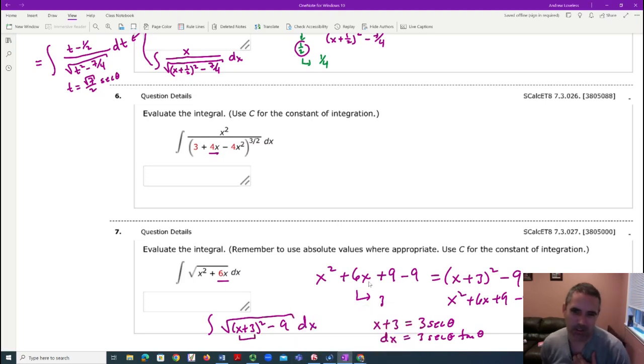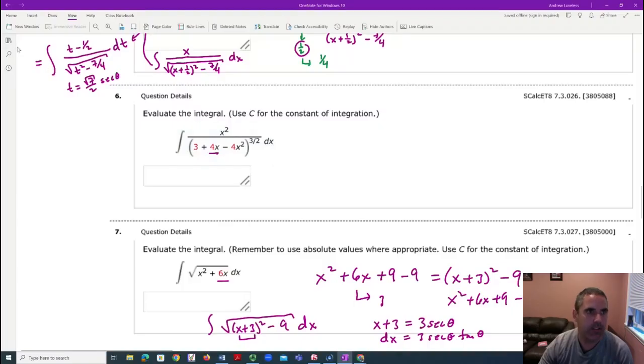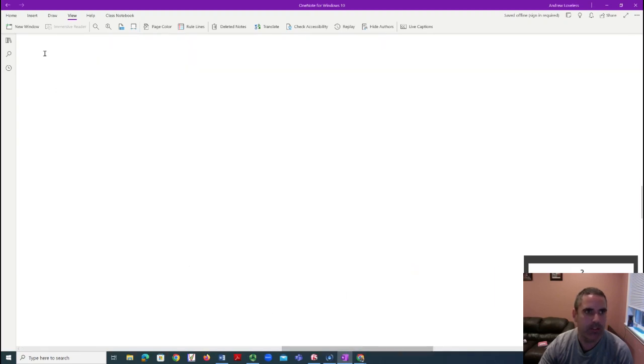So 5 and 7 really aren't that bad. 6 and 8 are a little worse. So let's do one of them. I'm going to grab number 6 and say a few things here. Let's move it over here. Give myself some more space.